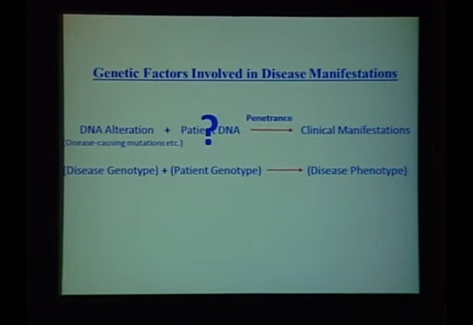And in some patients, the disease is very penetrant. What do you get? Polycythemia vera. In other patients, it's not. What do you get? ET.